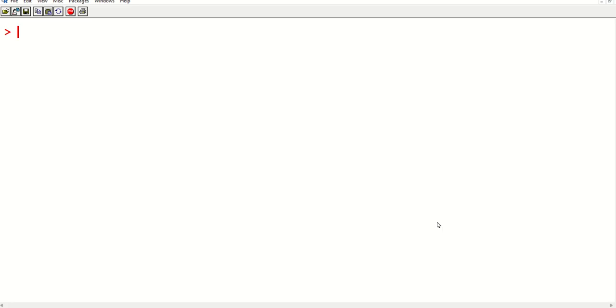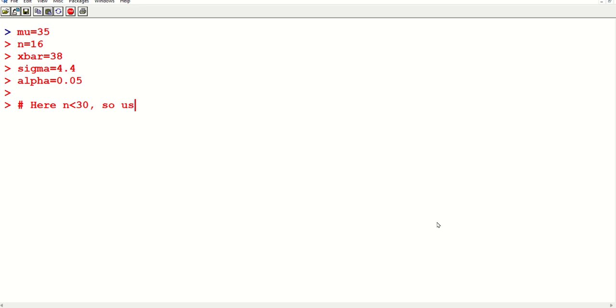So let us type the values here. The value of mu is 35. The value of n is 16. The value of x bar is 38. The value of sigma is 4.4 and the value of alpha is 0.05. Same as before, we can write the comments. Comment number 1: n is less than 30, so use t test. Number 2: this problem is related to greater, so we can use one tail test.